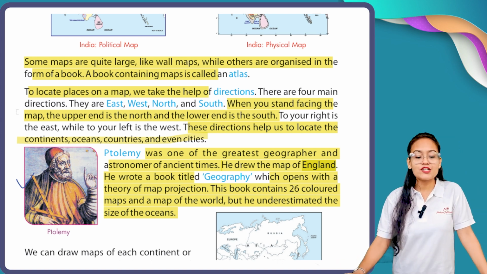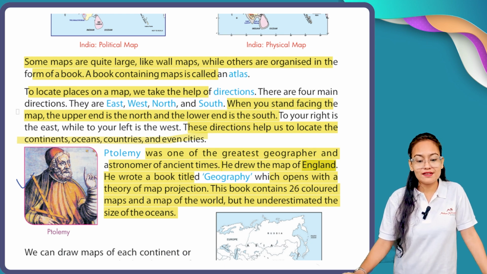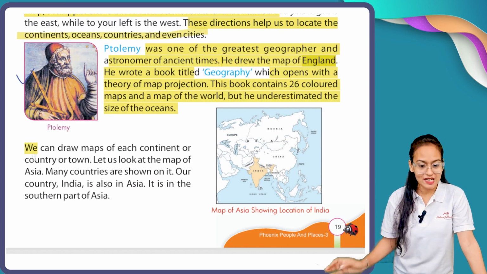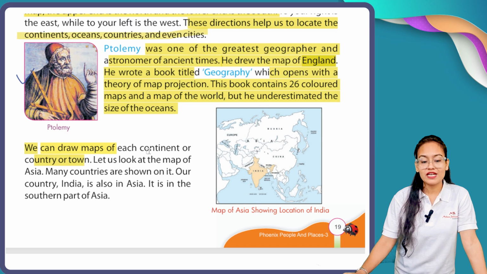We can draw a map of each continent or country or town. Now, my dear students, we can draw the map of any continent or country. Let us look at the map of Asia. Here you can see there is a map of Asia given. Many countries are shown on it. Our country India is also in Asia. It is in the southern part of Asia.